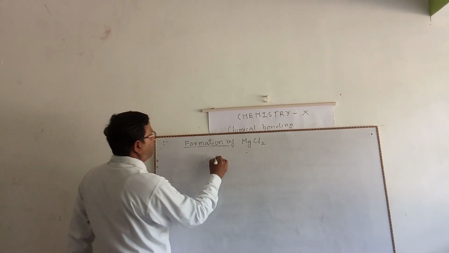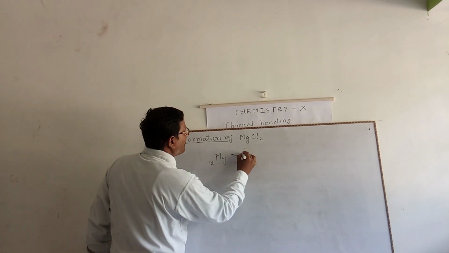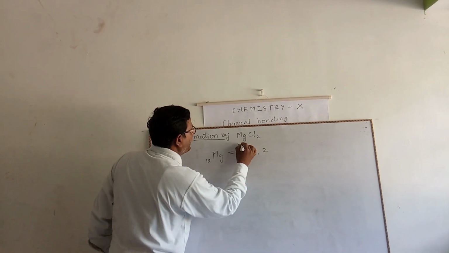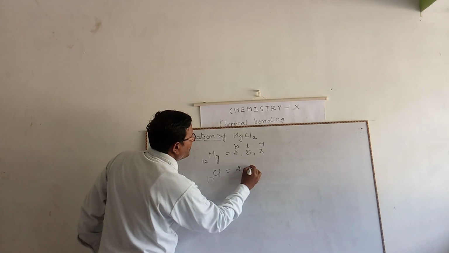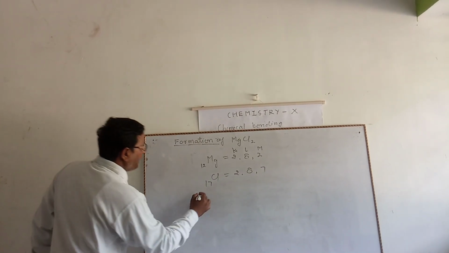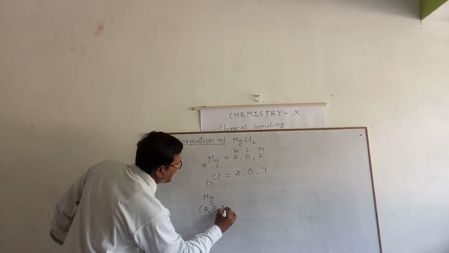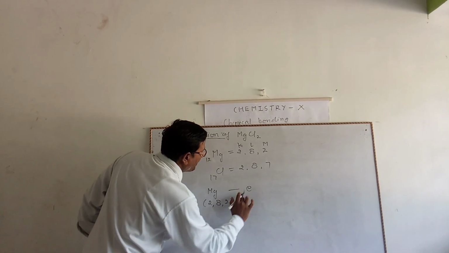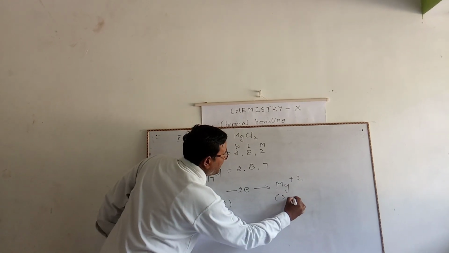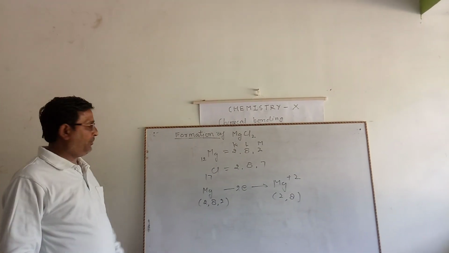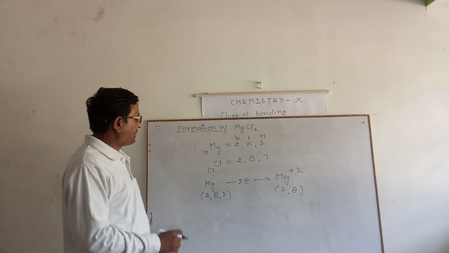Formation of magnesium chloride. First, you write the electronic configuration of magnesium. Atomic number 12: 2, 8, and 2, in the K, L, and M shells. Similarly, in case of chlorine, 2, 8, and 7. We know that magnesium easily loses 2 electrons and forms the magnesium ion, 2 and 8, just like the nearest noble gas neon. Why did magnesium lose the electrons? To get a stable electronic configuration.